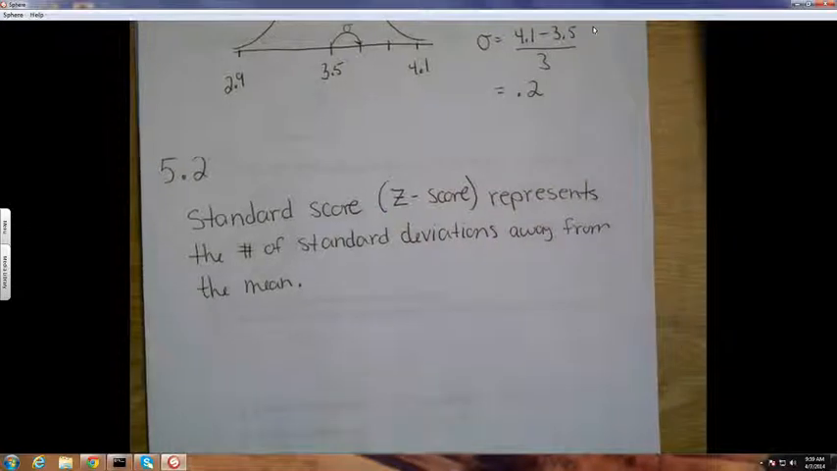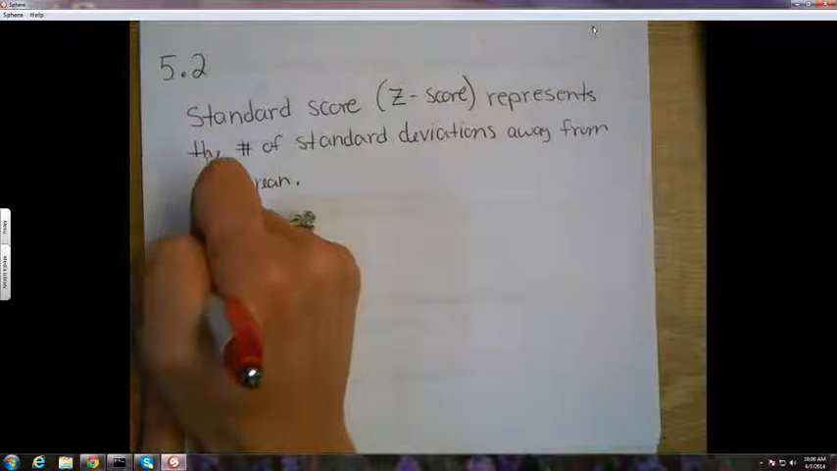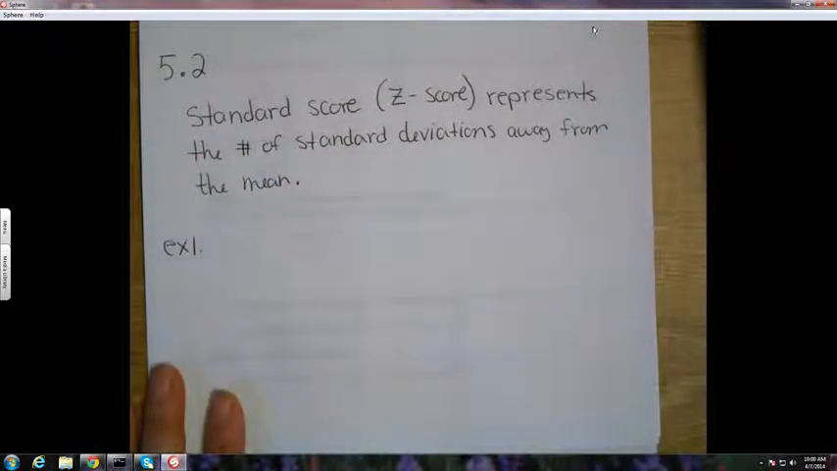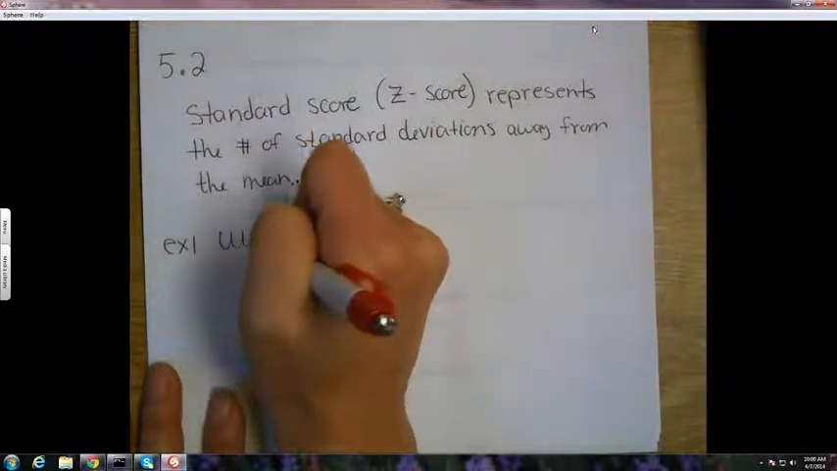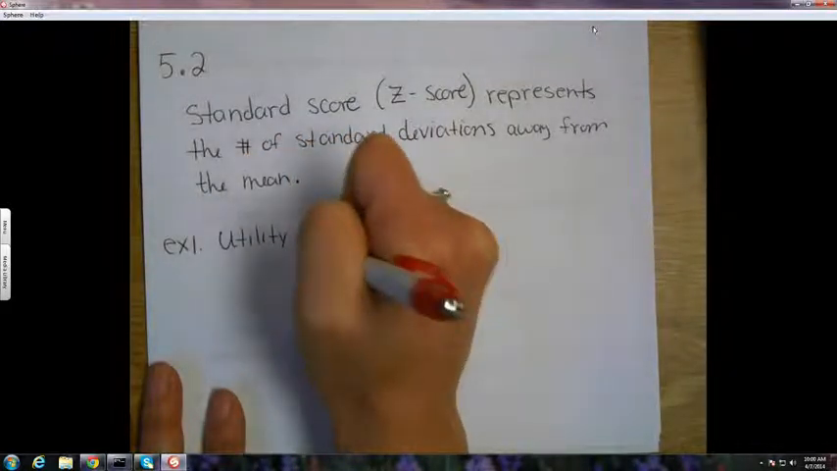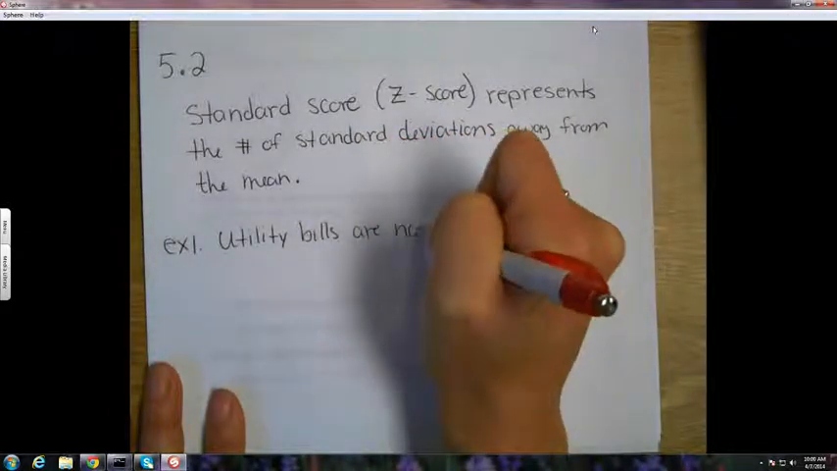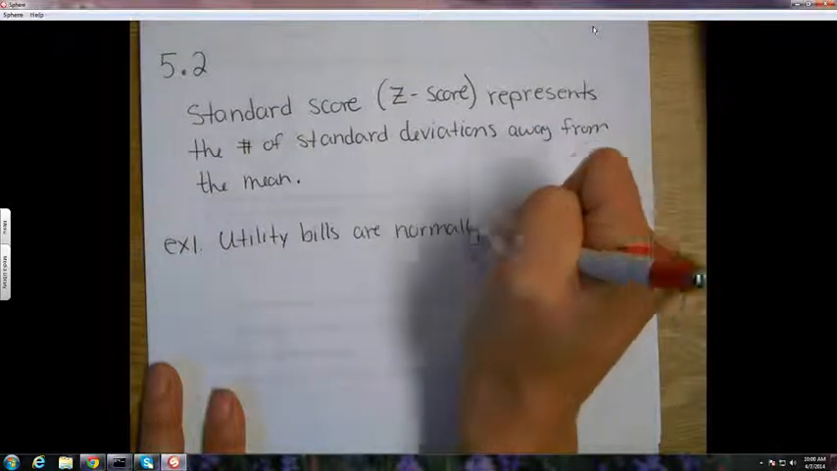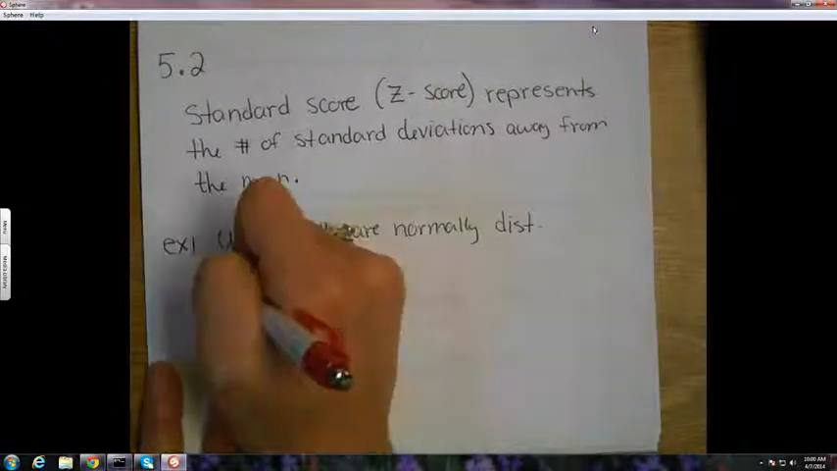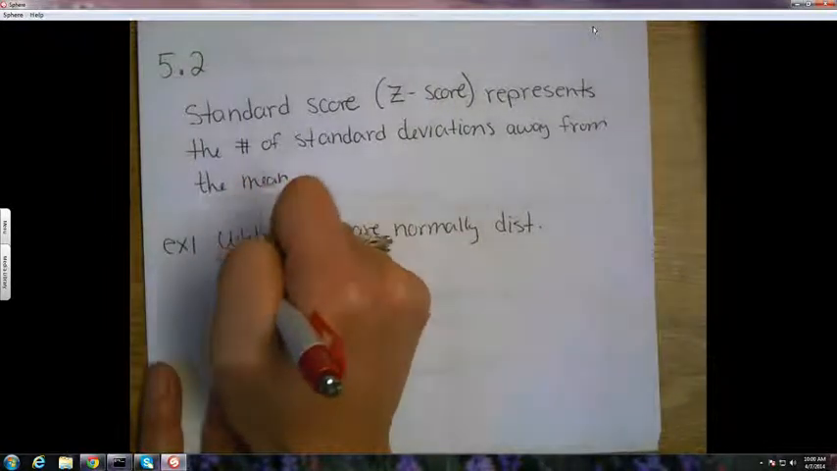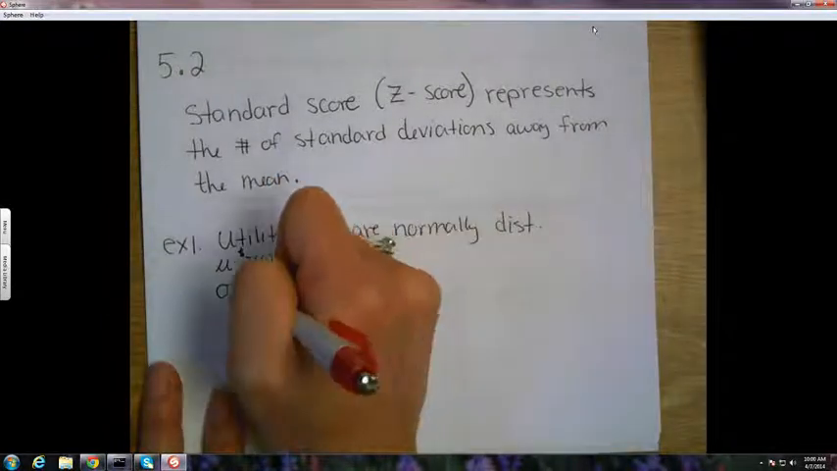So, in our first example, we're going to look at some utility bills that are normally distributed. The average utility bill is $70 a month, and the standard deviation is $8.